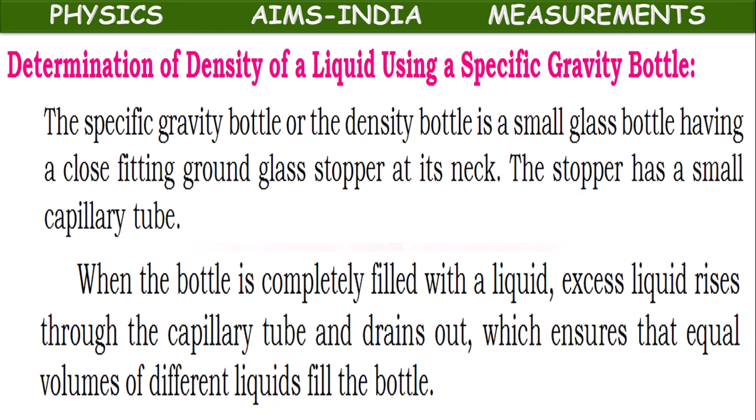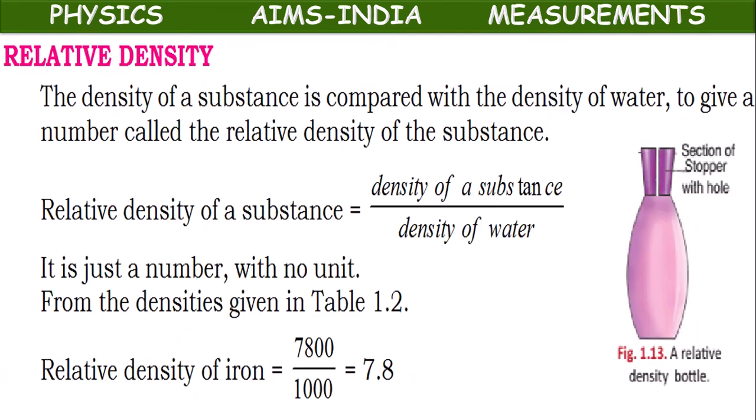Next, determination of density of a liquid using a specific gravity bottle. So we have to find the density of a liquid by using a specific gravity bottle. How to find that, we have to see once. So this is the specific gravity bottle, children, like this bottle, or we call it a relative density bottle.